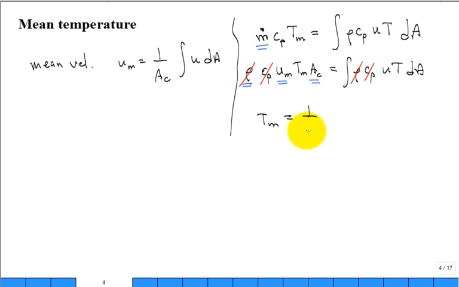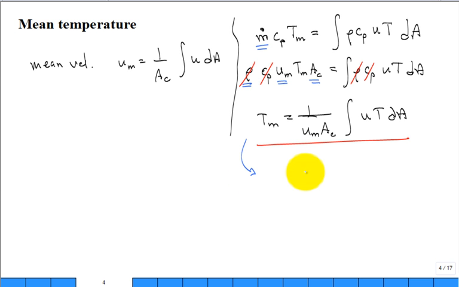It's 1 over the mean velocity times the cross-sectional area, integration over the cross-sectional area of u, which is a function of space and r, T is a function of r, dA. If you wanted, this is the big equation right here. We'd like to stop there, but if you wanted to say, what does it look like? It would be 1 over u mean pi R squared, integral from 0 to R, u as a function of r, T as a function of r, 2 pi r dr.